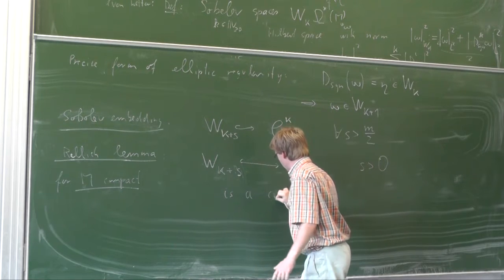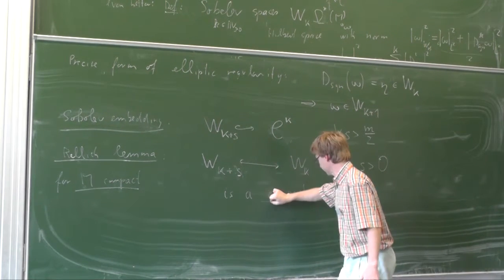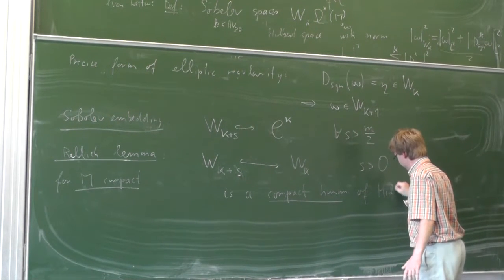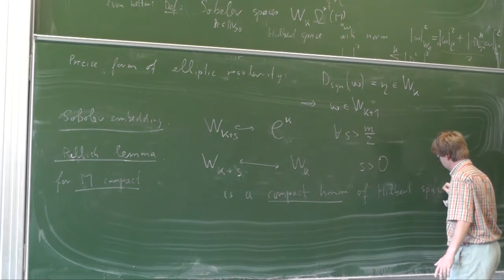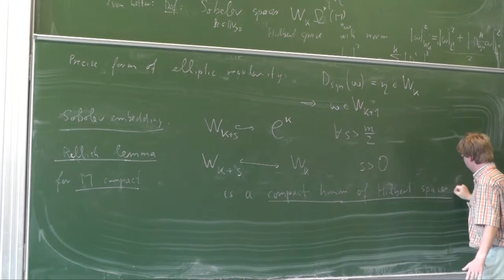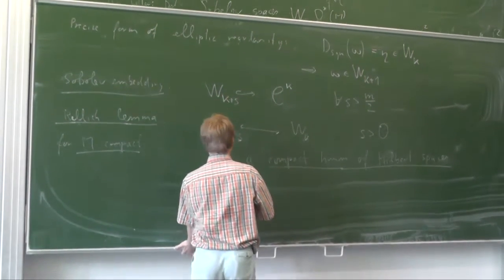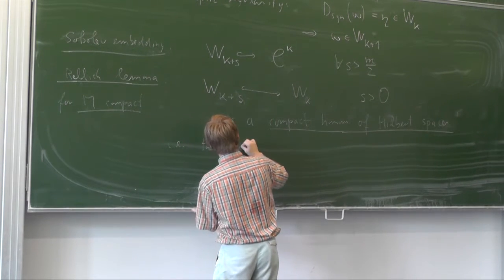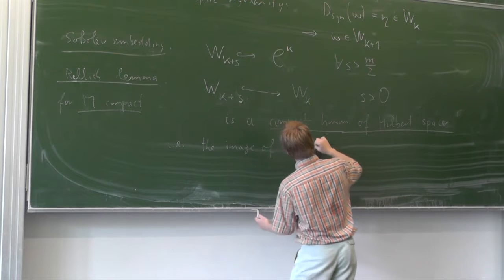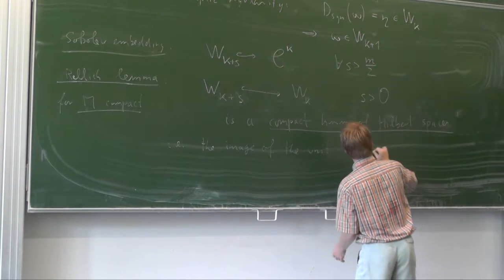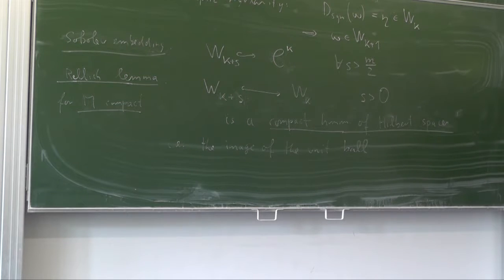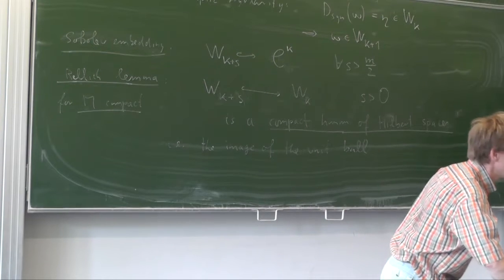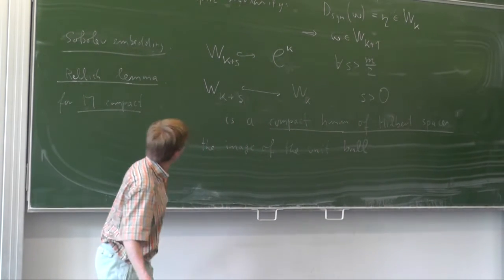Is a compact homomorphism of Hilbert spaces. Let me just recall what this means. If you take the image of the unit ball, this is an infinite dimensional Hilbert space. The unit ball is not a compact subset of it at all. It's exactly compact with this Hilbert space.